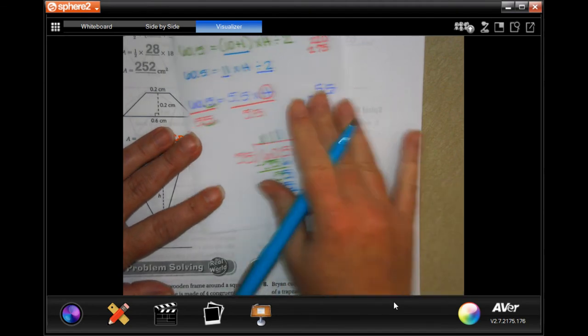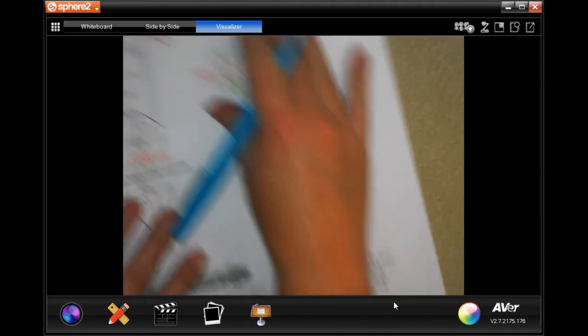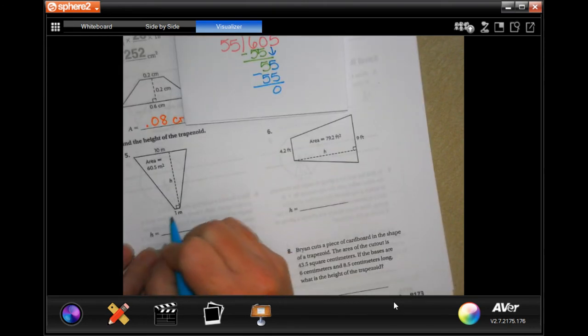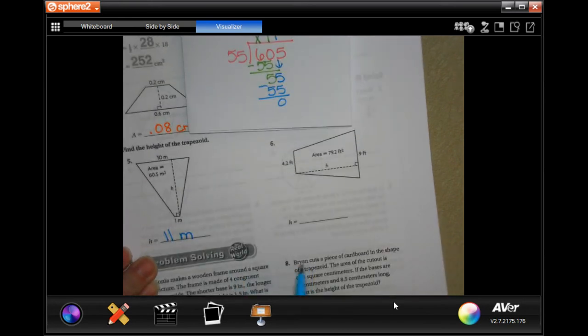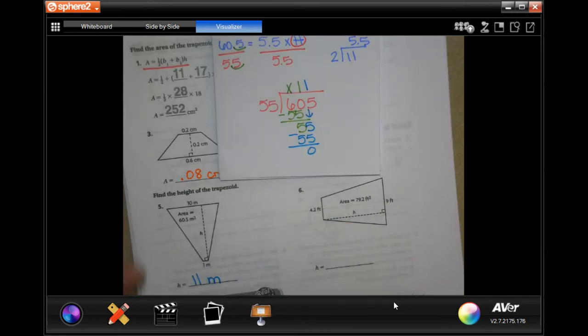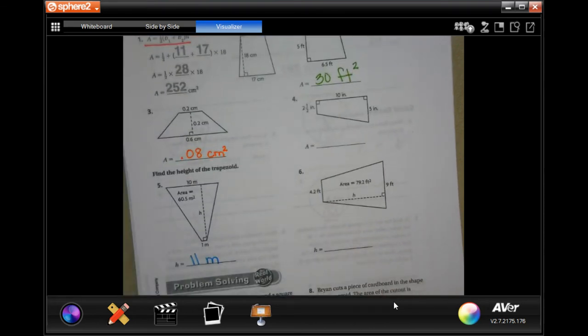Okay, so my height is going to be 11 meters. It's not going to be meters squared because I didn't multiply it to get area. I got height. So your height is just in its unit, not unit squared. Okay, all right, we're going to do the same thing over here. It wants to know the height again.